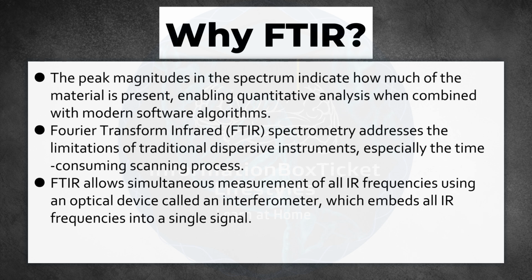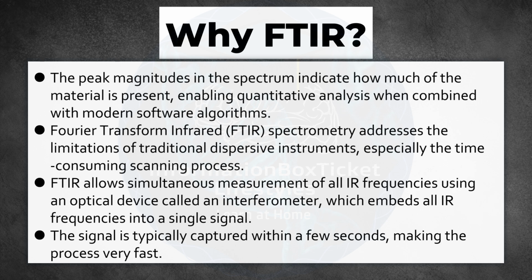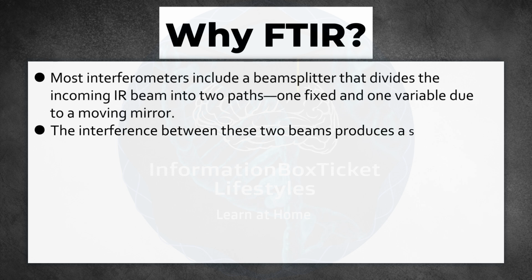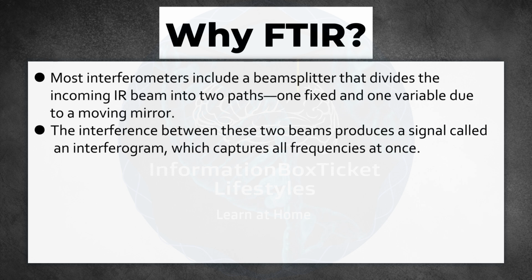FTIR allows simultaneous measurement of all IR frequencies using an optical device called an interferometer, which embeds all IR frequencies into a single signal. The signal is typically captured within a few seconds, making the process very fast. Most interferometers include a beam splitter that divides the incoming infrared beam into two paths, one fixed and one variable due to a moving mirror.